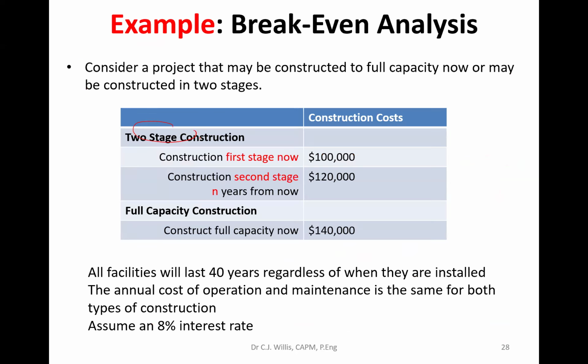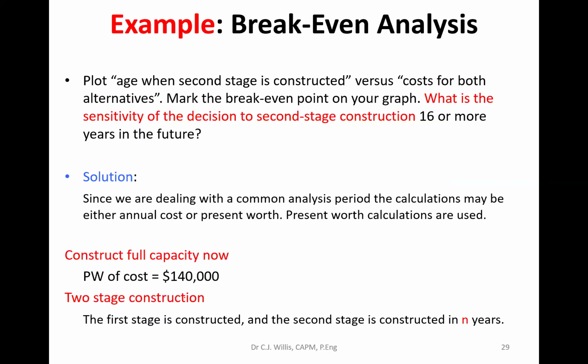A two-stage construction project. The first stage is 100,000 now and the second stage is 120,000 N years from now. The full capacity project is 140,000. The analysis period is 40 years regardless. The annual cost of operation and maintenance is the same for both constructions, with an 8% interest rate. Which one should you choose? Which one is giving you back less payback period or less break-even point? That's what the solution is.